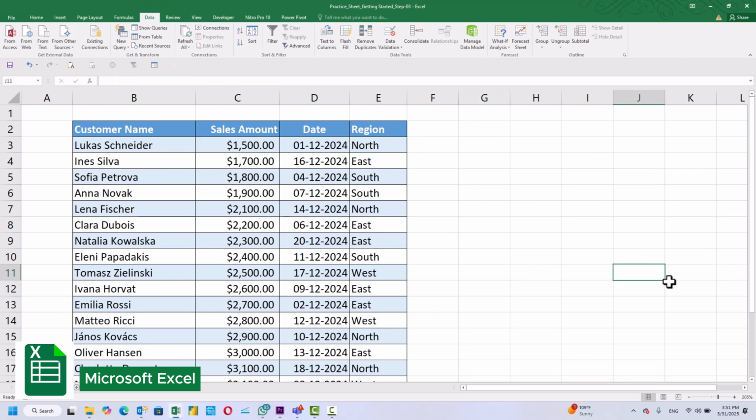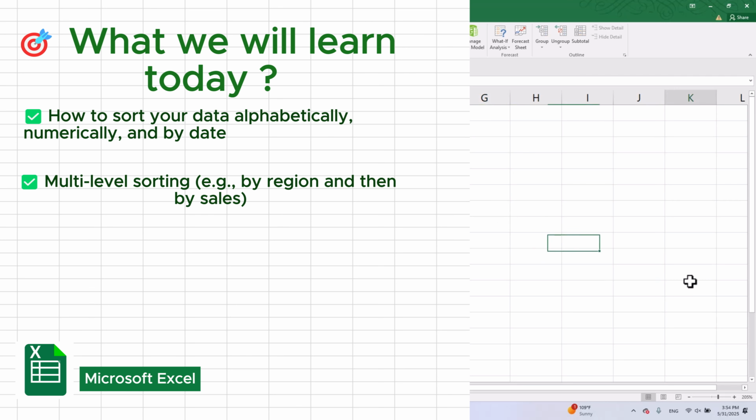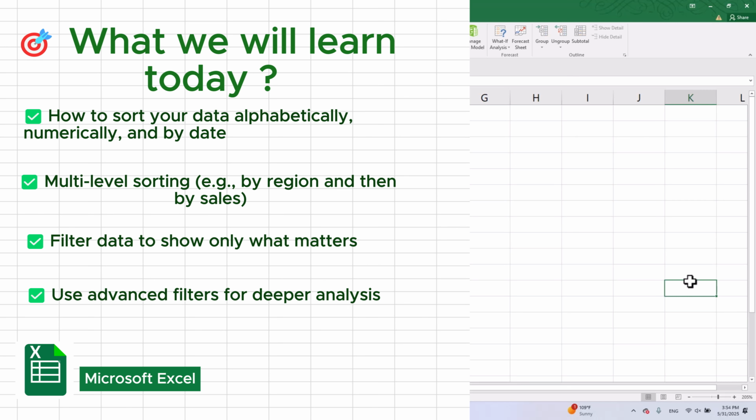What we will explore today: how to sort your data alphabetically, numerically, and by date. Multi-level sorting, for example, sort by region and then sort by sales. Filtering data to show only what matters. Use advanced filters for deeper analysis. And definitely at the end, I will give you a bonus tip.